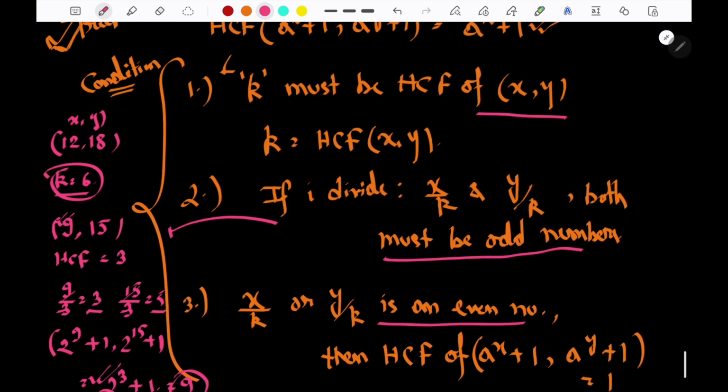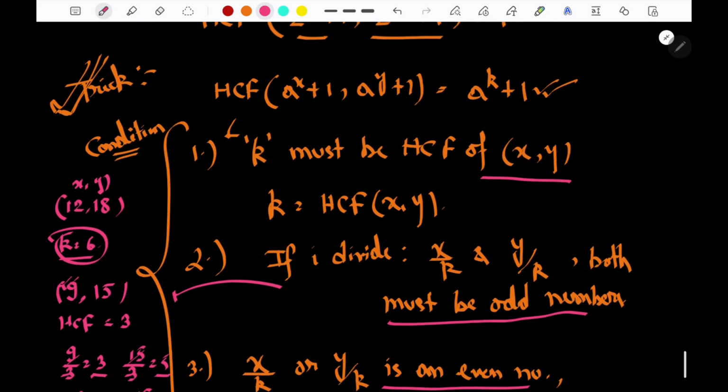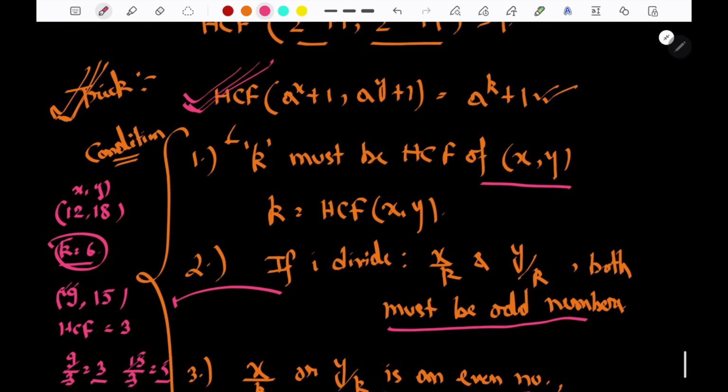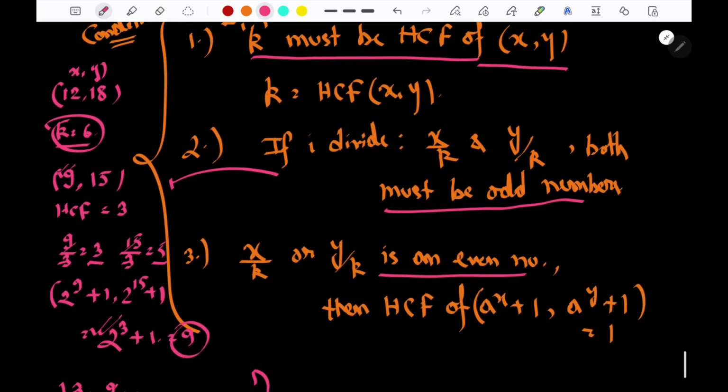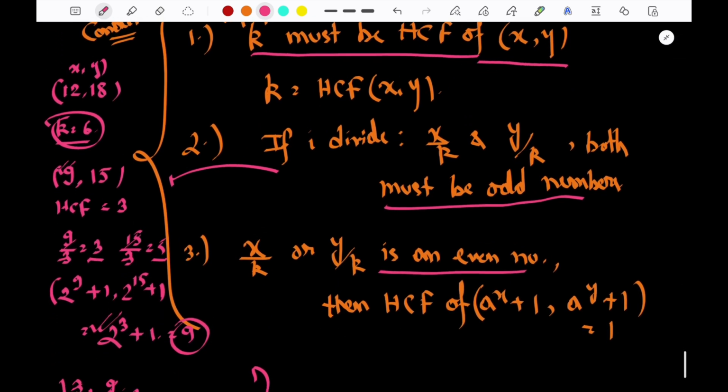Now we are not going into the details of the proof here, but this is amazing. HCF of a to the power x plus 1 comma a to the power y plus 1, if it is of this form, remember the HCF is always a to the power k plus 1. Now k must be HCF of x comma y. So what we are saying, if I divide x by k and y by k and both must be odd numbers, then this is true. Otherwise if it is even, then HCF is always 1.